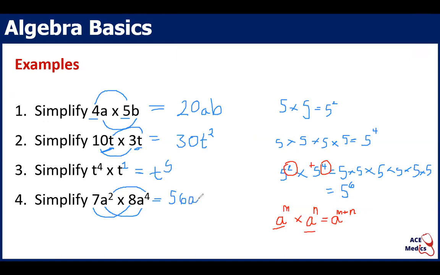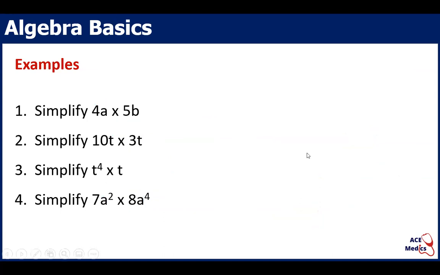A, how many A's are we going to have? What is our power going to be? It is going to be 2 plus 4, so 6. Does that make sense to everyone? Does anyone have any questions so far? I feel like for you guys, most of it is fairly straightforward. Brilliant. Okay. Cool. Let's move on then.